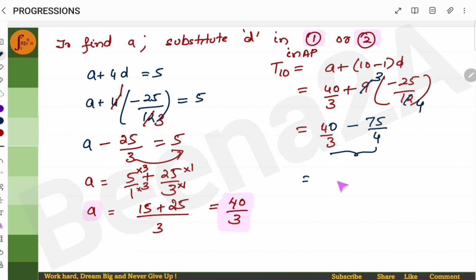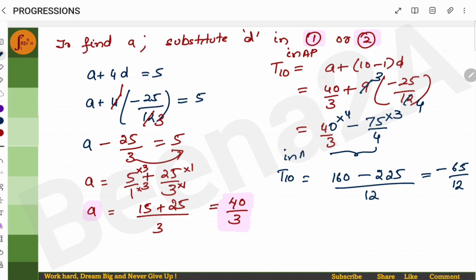Now the LCM would be 12. This will go 4 times. This will go 3 times. 40 into 4 is 160 minus 150, 225. So I'll get minus 65 by 12. This is the 10th term. This is in AP. We'll have to find it in HP. So what is T10 in HP? Reciprocal. So swap the numerator and denominator. Reverse it. So it will be minus 12 by 65. So the 10th term in HP is minus 12 by 65.